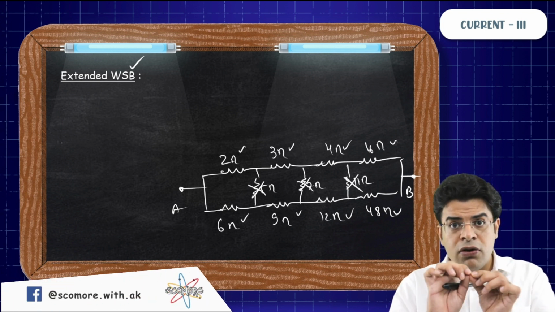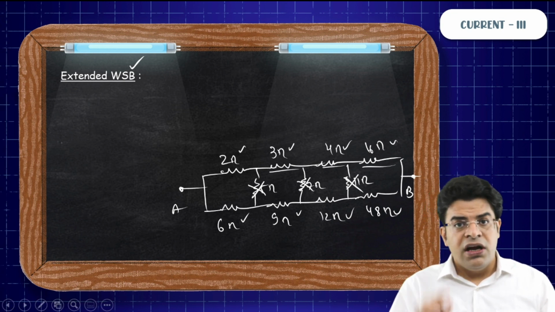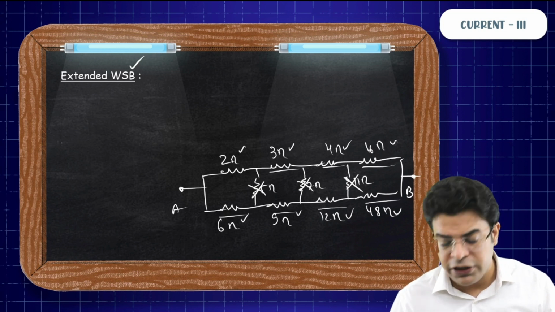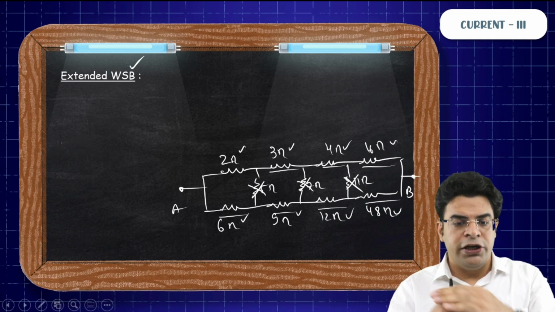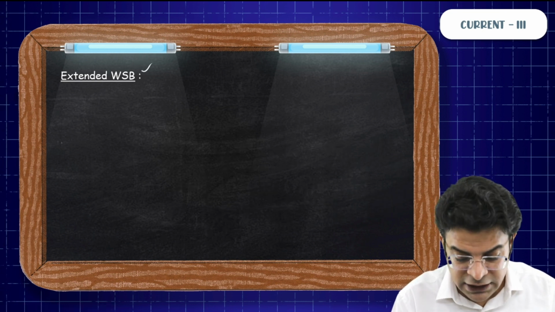Hence the overall resistance of the upper line can be taken as 2 plus 3 plus 4 plus 16, and the overall resistance of the lower line can be taken as 6 plus 9 plus 12 plus 48, and then you can find the parallel combination. So keep this in mind when I teach you extended Wheatstone bridge.